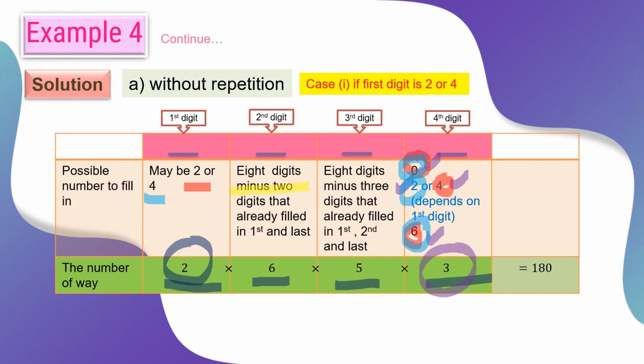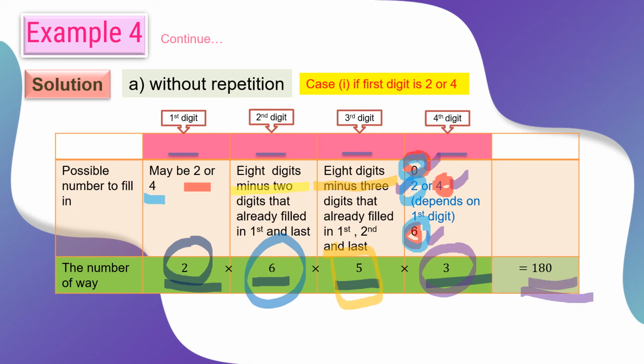So now how many? You have only 6 digits. Okay, same like the concept on the 3rd place here. So 8, you must minus 3 digits. Why? Because you already filled in the first, second and the last place. So now how many digits can you put in the 3rd digit here? You can put 5. So what you want to do between them, you must multiply 2 times 6 times 5 times 3. You get the answer 180.